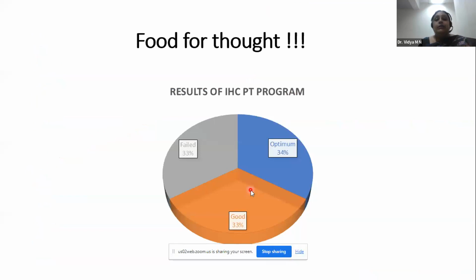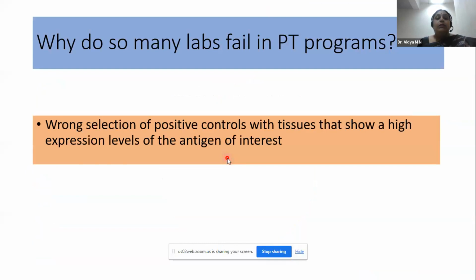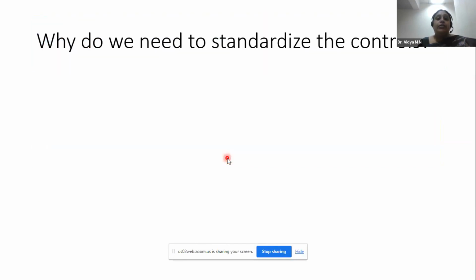Food for thought. These were the international results of the IHC PT program. You can see that 34% of the labs had optimum results, 33% good results, whereas one third equally failed. So why is there failure of so many labs in the PT programs? This is because of wrong selection of positive controls, with tissues that show a high expression level of the antigen of interest. I've been telling this in my previous slides also. Please do not select tissues that show very high expression levels of antigen.